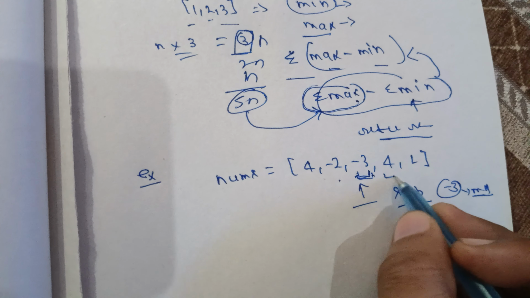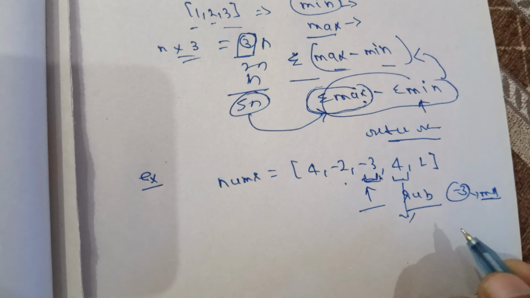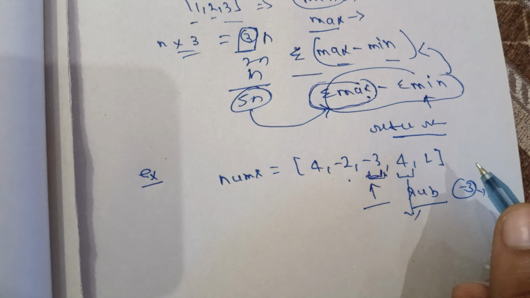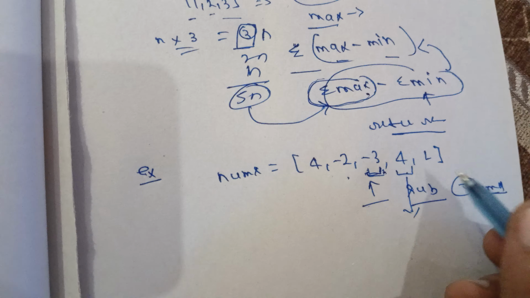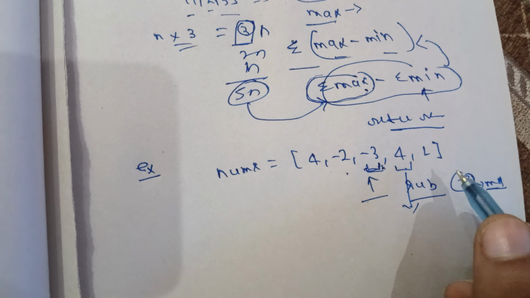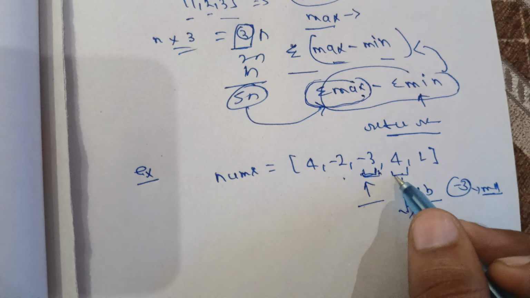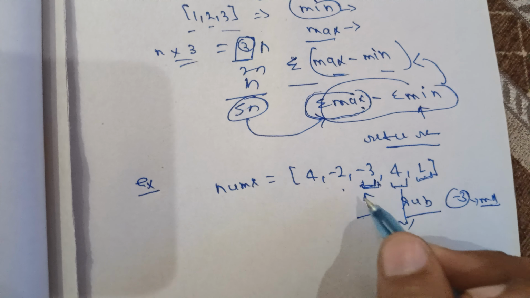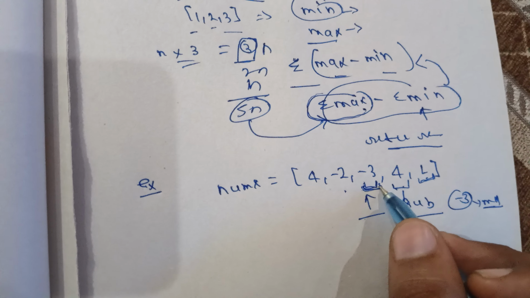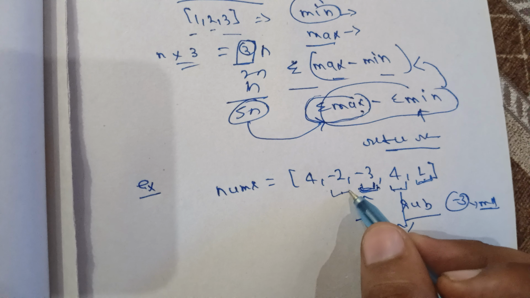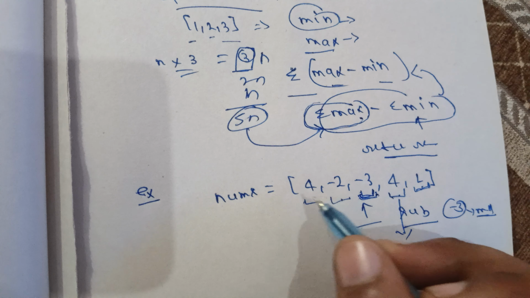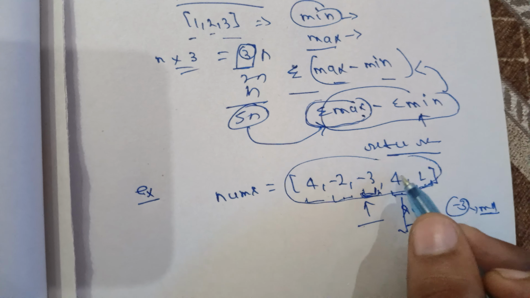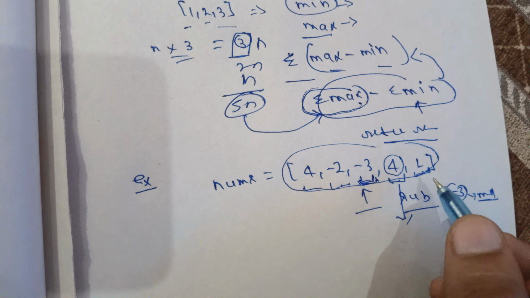Similarly, take 4 as the maximum and we check how many subarrays we can form where 4 is the maximum. Nothing will be maximum more than 4. So is 1 more than 4? No. So we can take this subarray. Is -3 greater than 4? No. Is -2 greater than 4? No. Is 4 greater than 4? No. So we can take all the subarrays where 4 is included, which means 4 is compulsory.